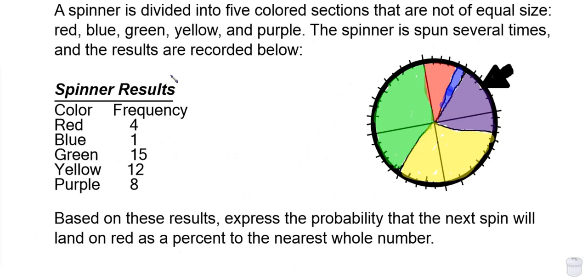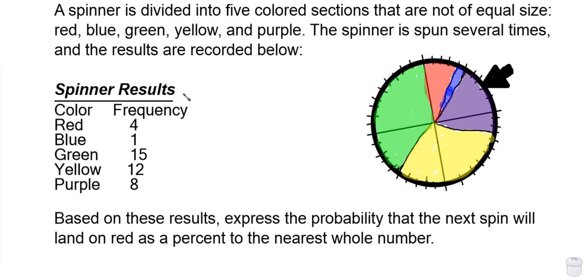Take a look at one more question here. A spinner is divided into 5 colored sections that are not of equal size: red, blue, green, yellow, and purple. The spinner is spun several times and the results are recorded below. All right, so I kind of drew a makeshift spinner here. You spin this little wheel around and around, and there's my little stopper there saying which section it selects. As it's spinning around, it finally stops, and this time it looks like it stopped on purple.